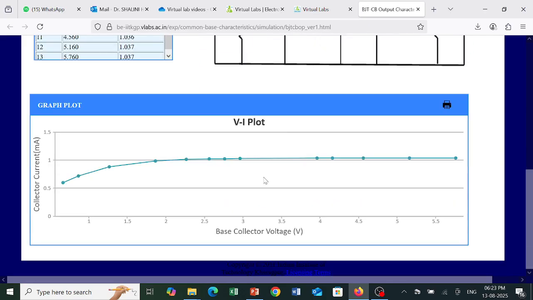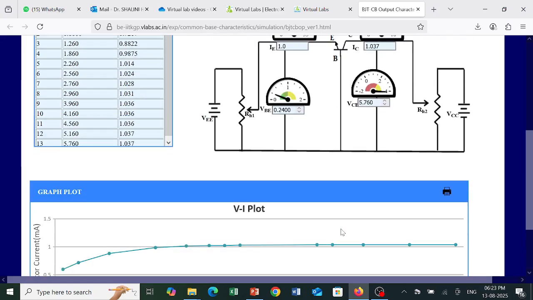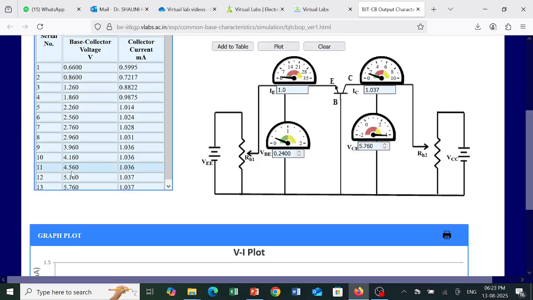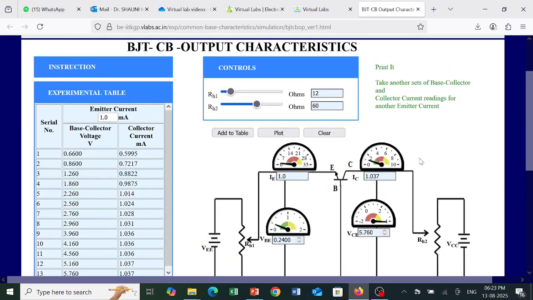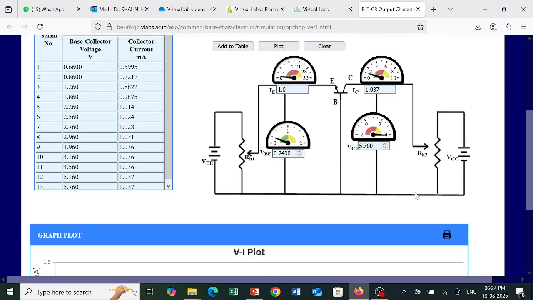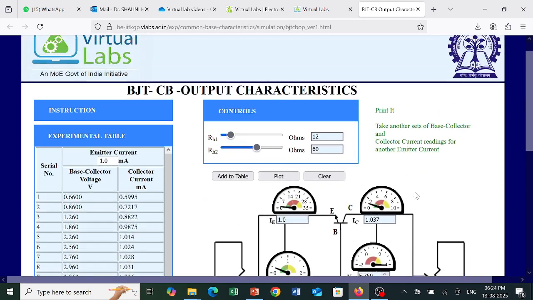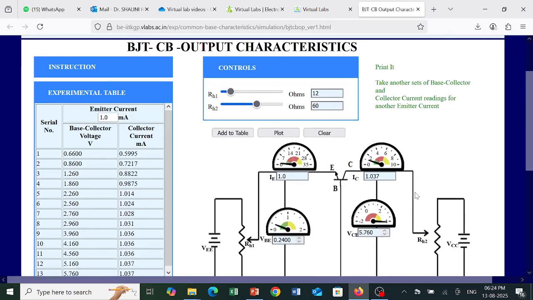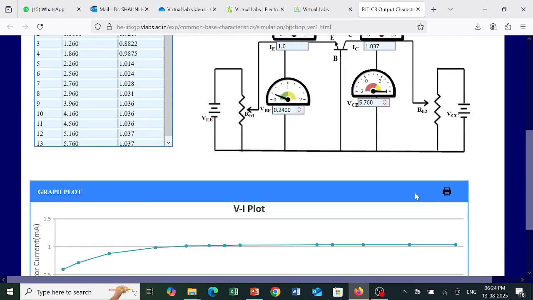So when you plot this, we are getting an almost ideal graph. That is, it will increase. This is the active region where it is increasing, and after this, it is constant. We can do this for different values of our IE. So this is a practical observation of the theory we studied for common base input and output characteristics. Thank you.